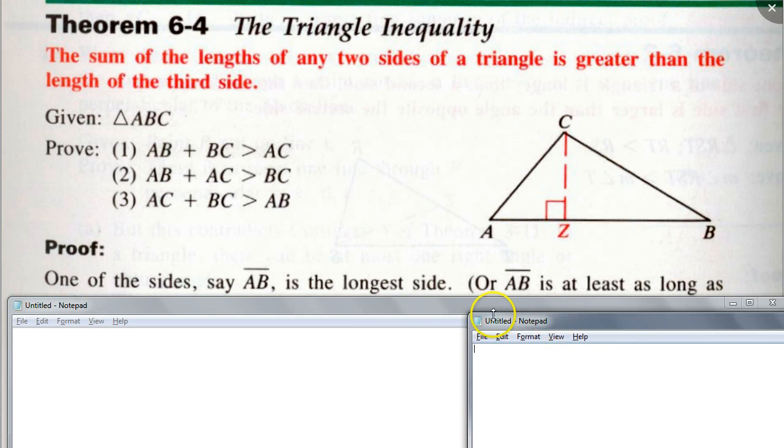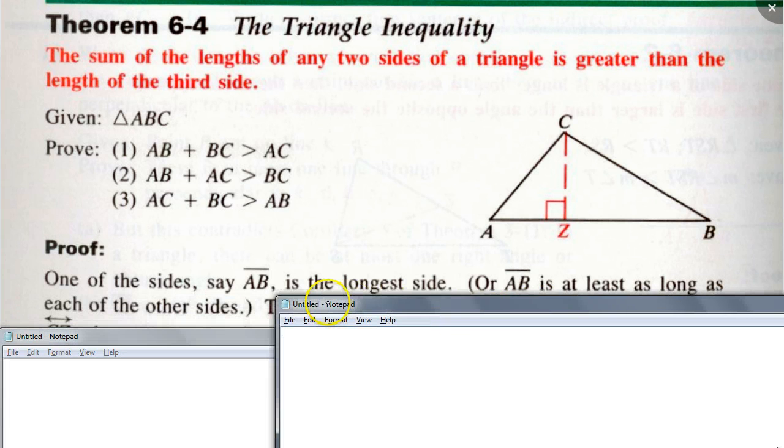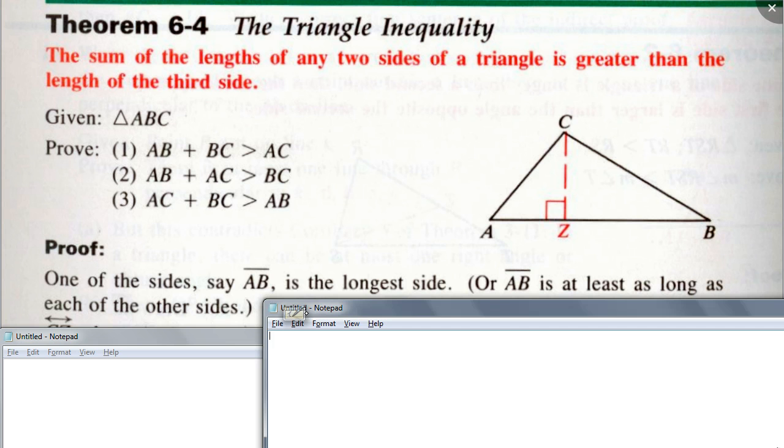Don't forget that. So AB is at least as long as each of the other sides, which means, in the extreme case, it's an equilateral triangle. Does that make sense? But if it's not an equilateral triangle, wouldn't there be a side that's going to be the longest?